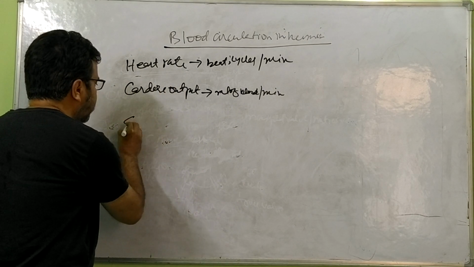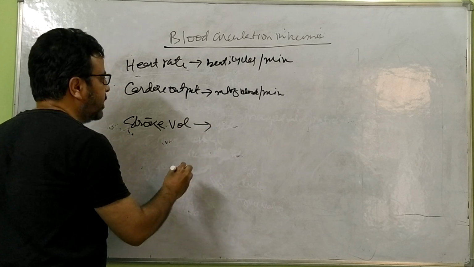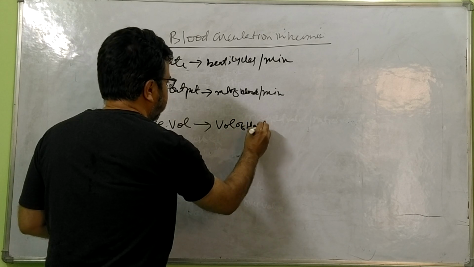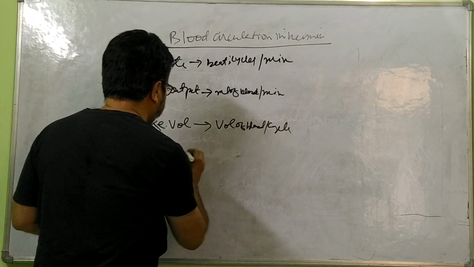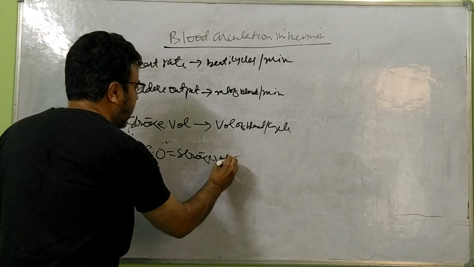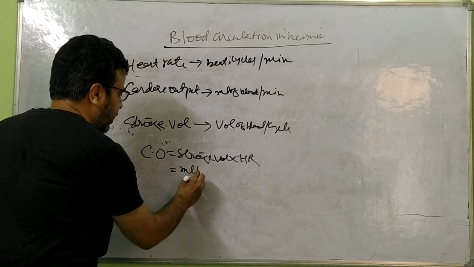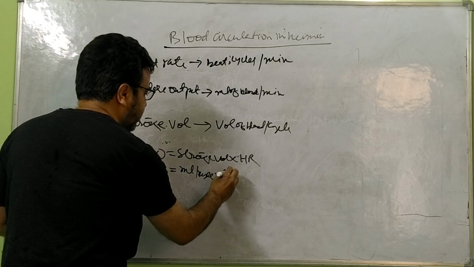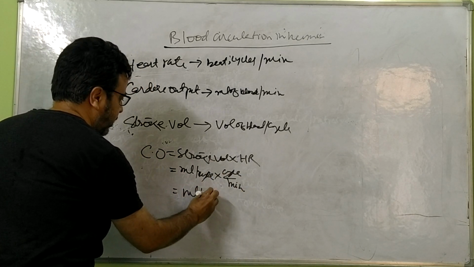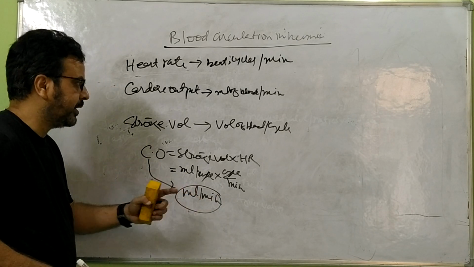So another terminology is stroke volume, that is the volume of blood pumped per cycle. So the formula of cardiac output is stroke volume multiplied by heart rate, that is the stroke volume is ml per cycle and heart rate is cycles per minute. So this cycle cancels and leads to ml per minute. So this is the unit of cardiac output, amount of blood pumped per minute.